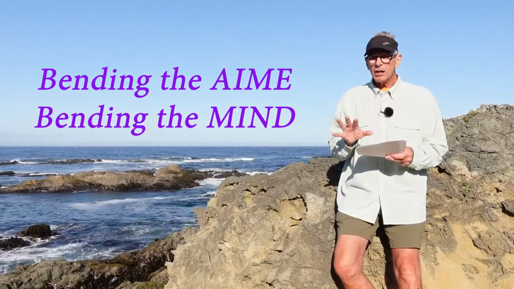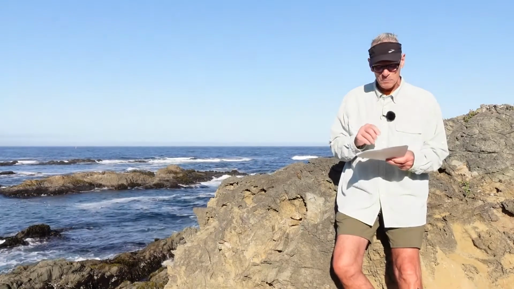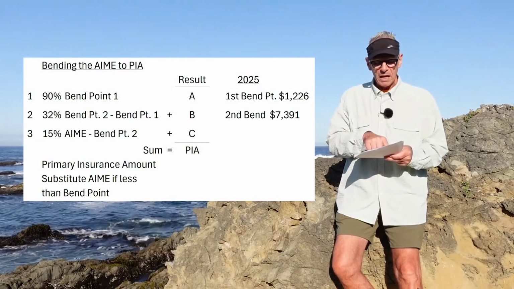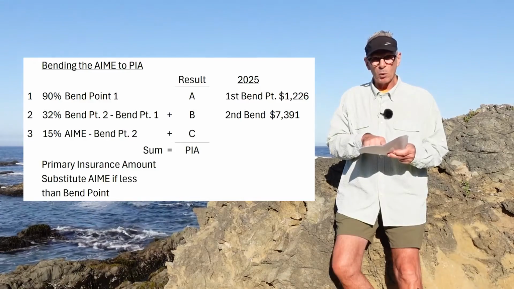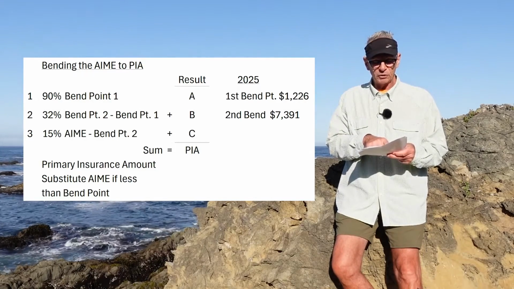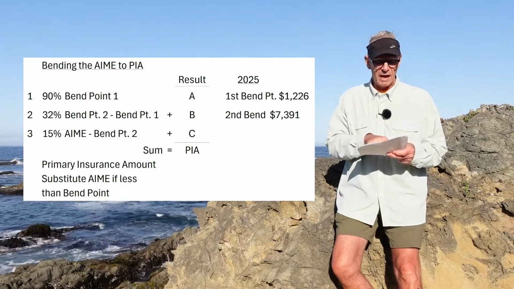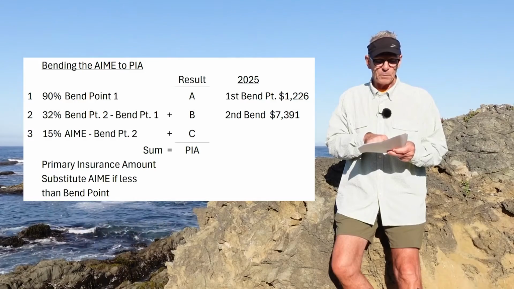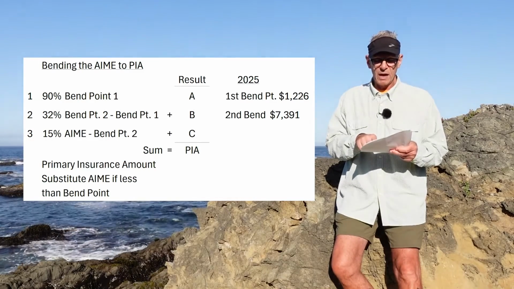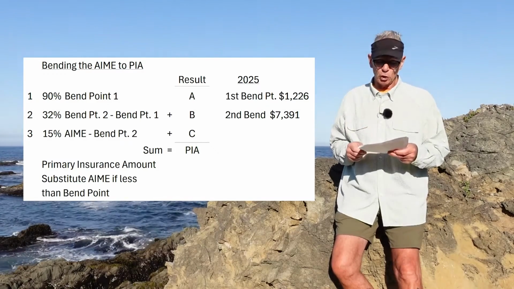And it's mind-bending, goes through a couple different steps. After you do it a couple times, it makes sense. But essentially the formula is, first step is 90% of bend point 1, you have a result. Then you do 32% of bend point 2 minus bend point 1, result B. And then the last step is 15% of the AIME minus bend point 2, and then you total all those together, and that is a primary insurance amount.